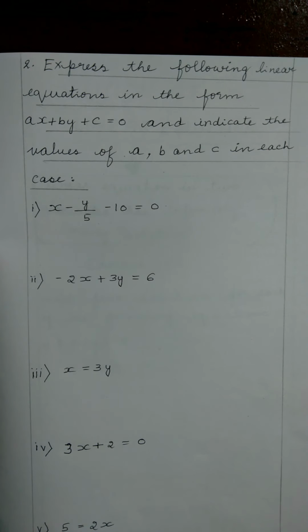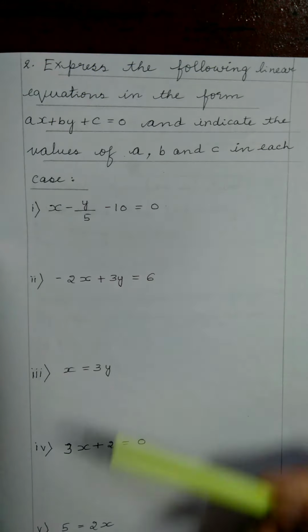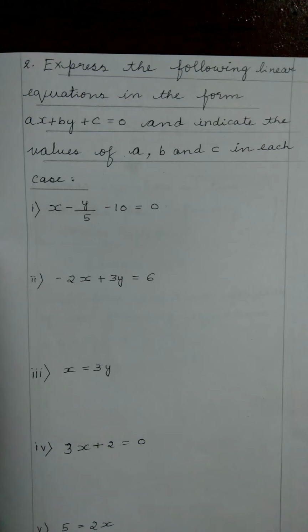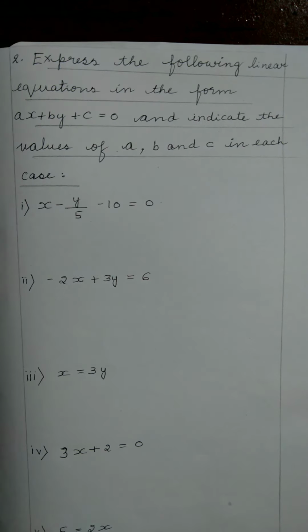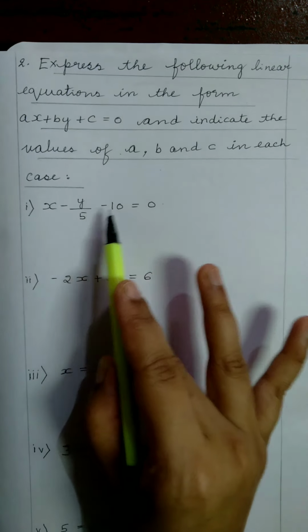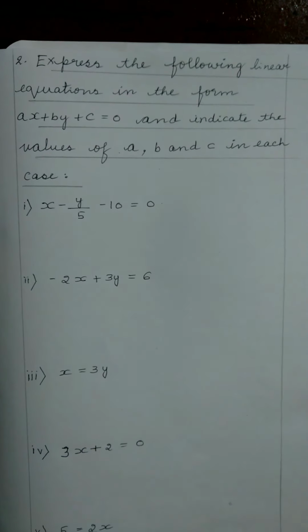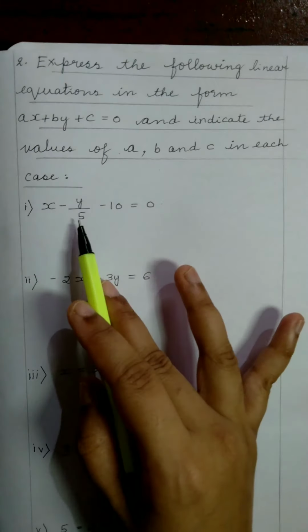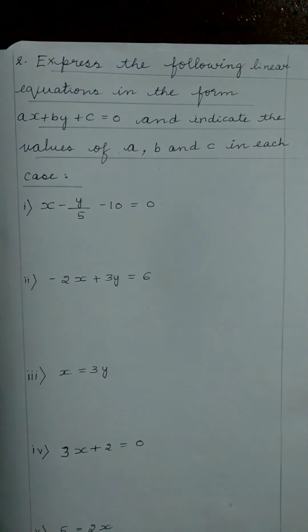The second problem is to express the following linear equations in the form of ax + by + c = 0 and indicate the values of a, b and c in each case. So let us consider the first problem. We have x - y/5 - 10 = 0, which is in the form of ax + by + c = 0.